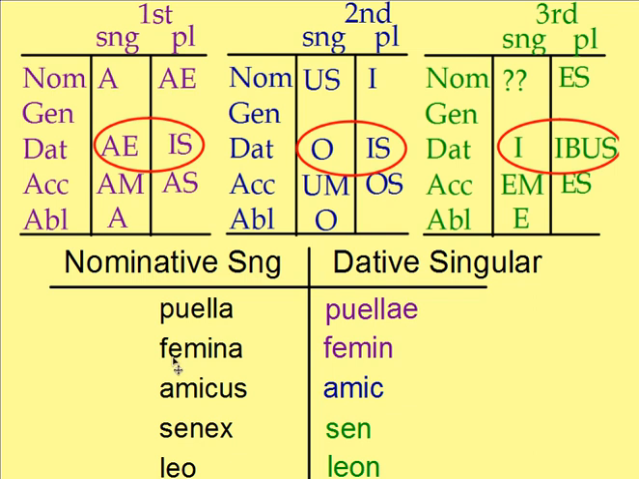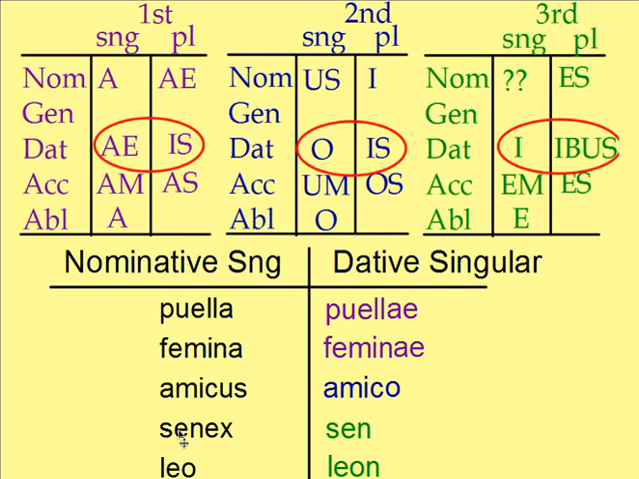Femina is also a first declension word, so I will want to add the same ending to femina, and it becomes feminae. Amicus, with its US ending, is clearly a second declension word. My dative second declension ending is O, so amicus becomes amico, to the friend.